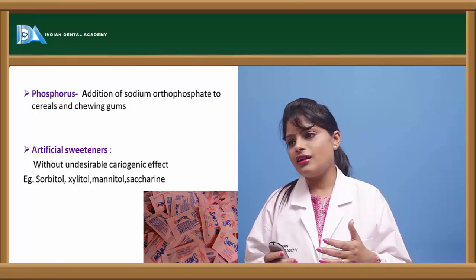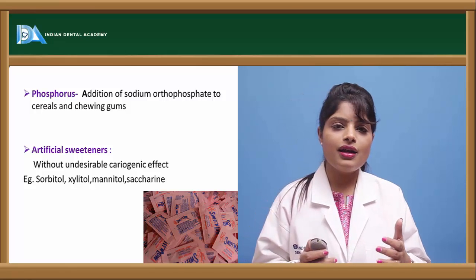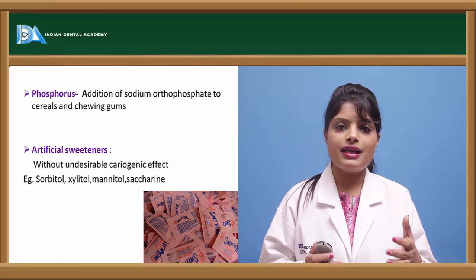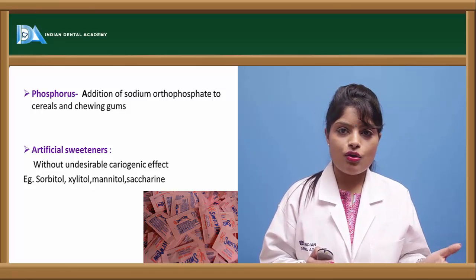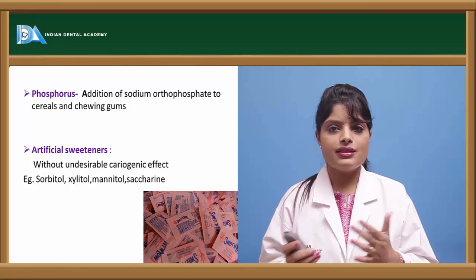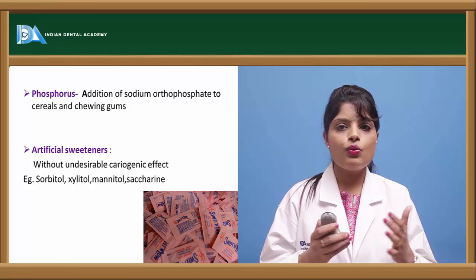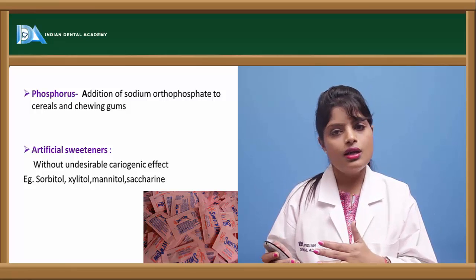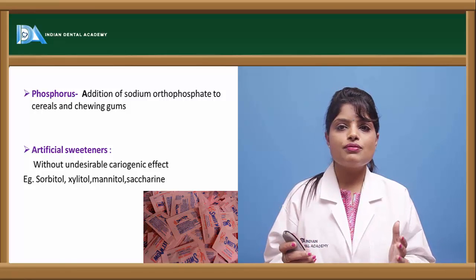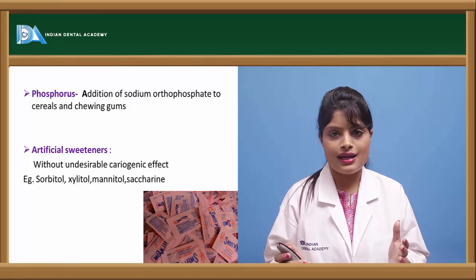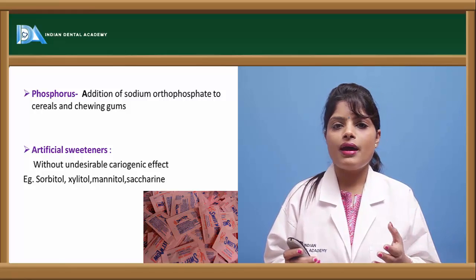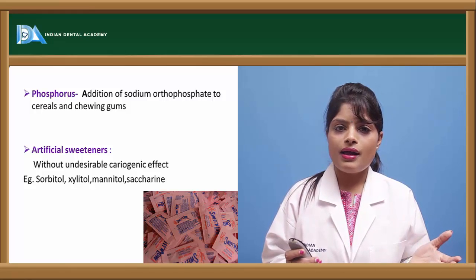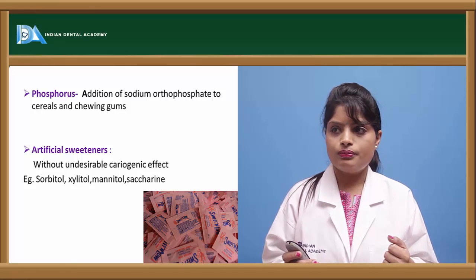Then comes the artificial sweeteners. Now what are the artificial sweeteners? They are basically either synthetic or naturally derived. They may be either calorific or non-calorific, that is, either producing energy or without producing any energy. They are basically used as a substitute for sugar in the diet as a sweetening agent. For example, sorbitol, xylitol, maltose, lactose, etc.